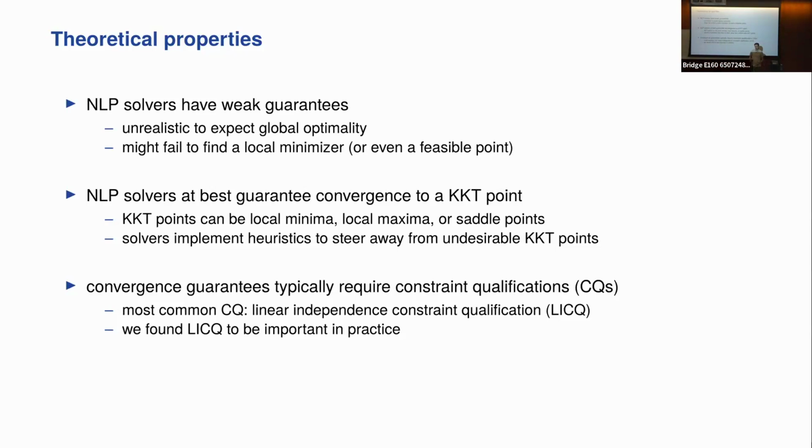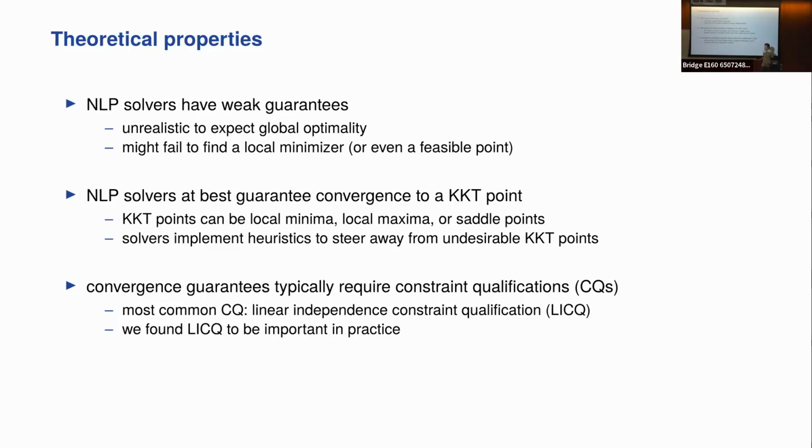So what do nonlinear programming solvers actually guarantee? Well, under some assumptions, they at best guarantee convergence to points satisfying the KKT conditions. So these KKT points, well, they can be local minimizers, which are good KKT points. But they can also be bad KKT points. They can be local maxima or saddle points.